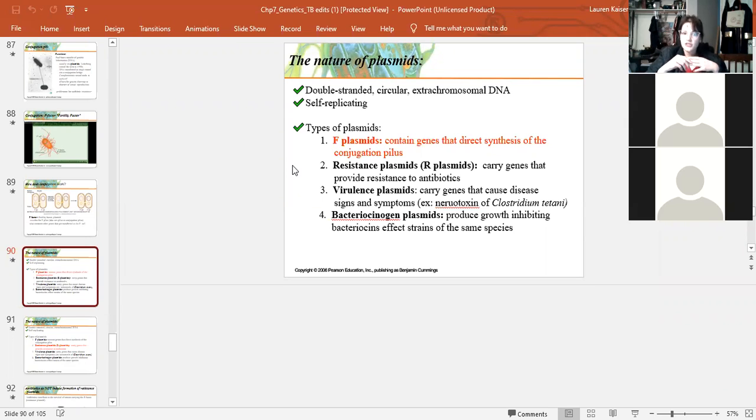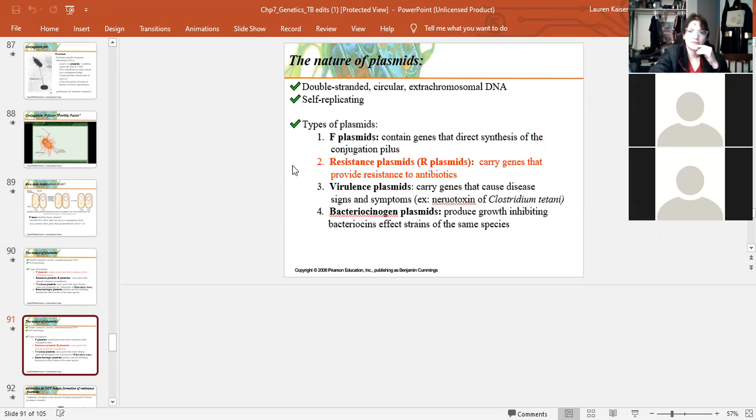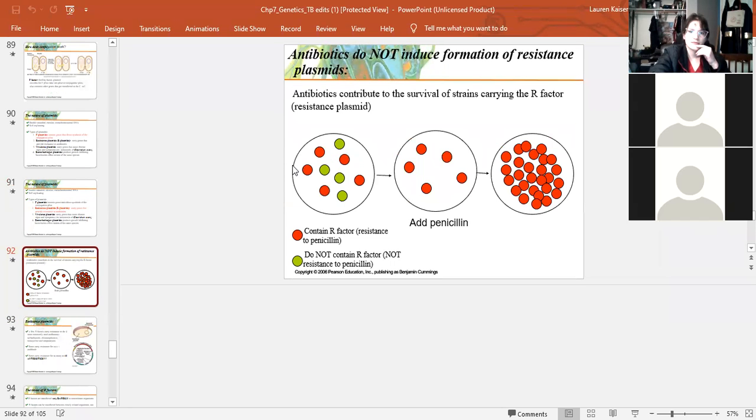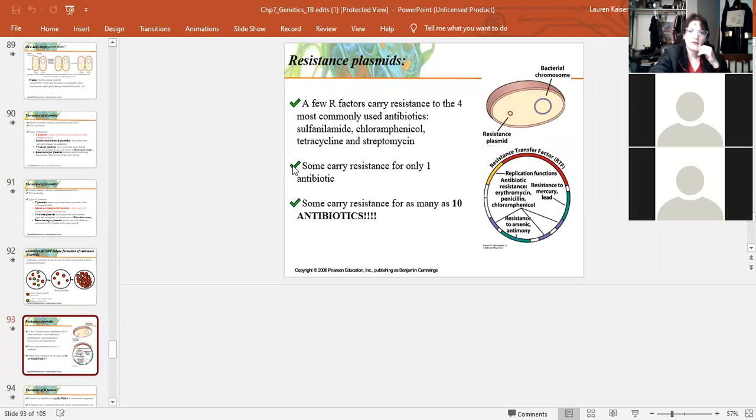The bacteriocinogen. So produce growth inhibiting bacteriocins that affect strains of the same species. That one's not covered that much, I'll tell you that. But I guess just know the definition. But the three big ones are the first three. Let's see. You guys, I think you guys can figure out resistance. Resistance plasmids are called an R factor.